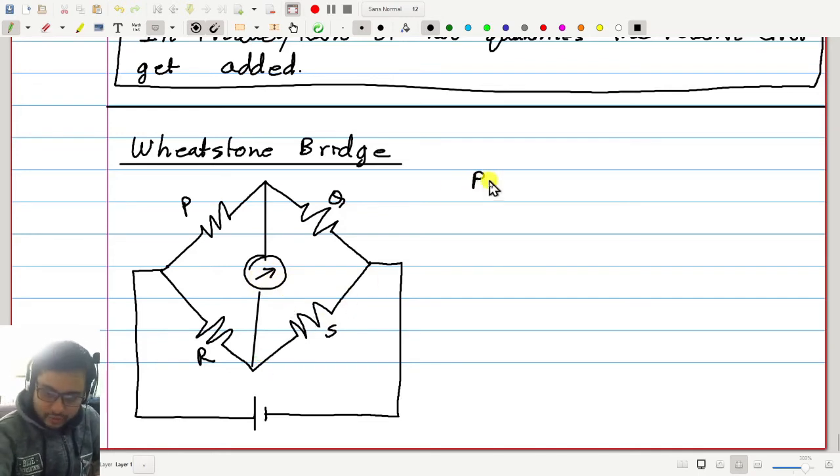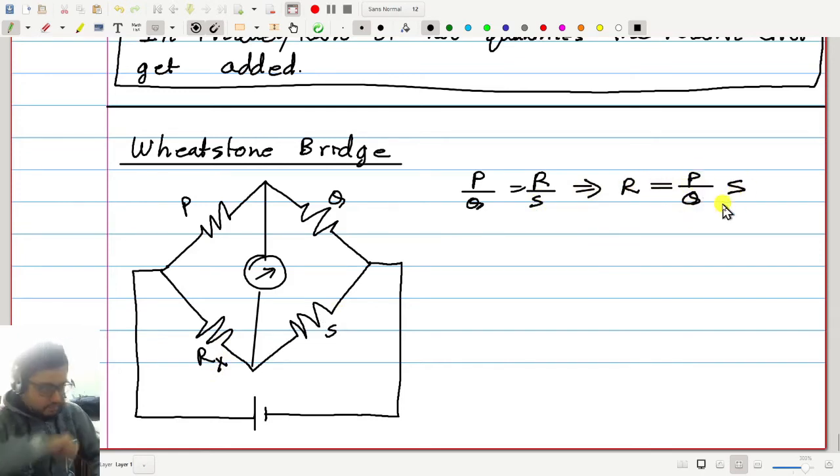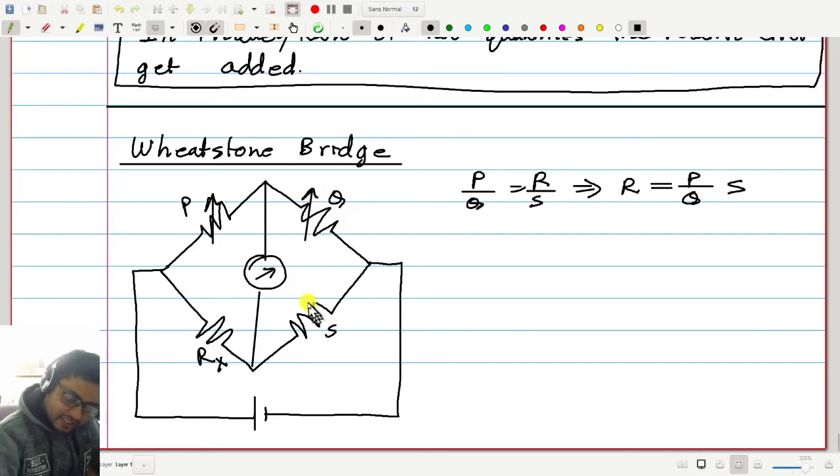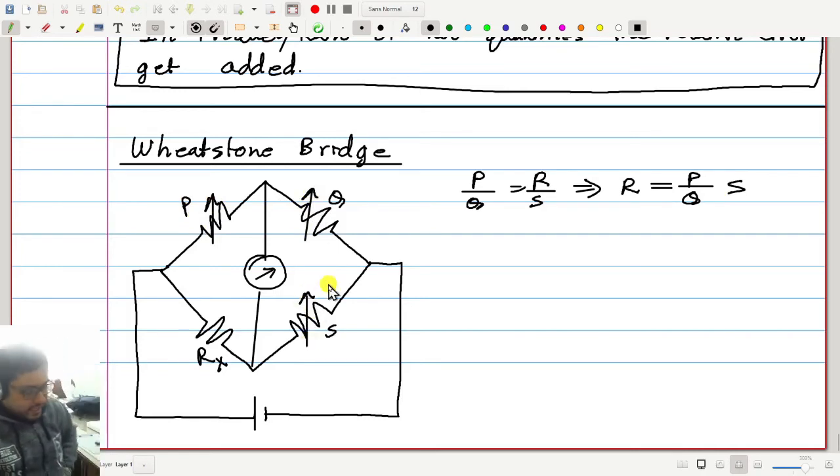We know the balance equation P by Q equal to R by S, and if R is the unknown, from this we get R equal to P by Q times S. Now when we do this experiment in lab or anywhere, the known standard resistances that we are using are not perfect. They can also have some error.